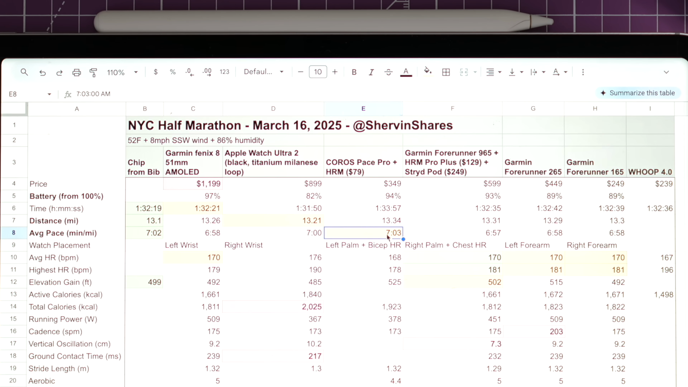I also had trouble stopping the COROS Pace Pro at the end for some reason, so that also might mean this was just higher because of that. The duration was also the longest due to that. The Forerunner, 6:57, 6:58, 6:58. So in terms of the Garmins, they're within 1 second of the average. The Apple Watch had the shortest distance, so obviously that average pace is going to be higher.